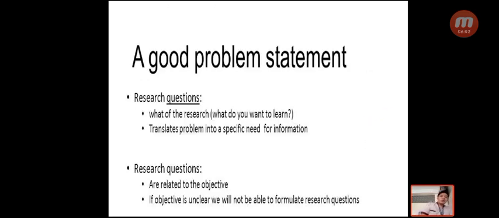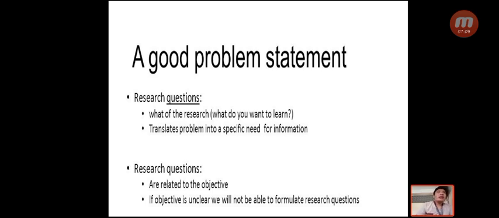Next. Proceed po tayo sa statement of the problem. So, what are the contents of the statement of the problem, or SOP? So, it has a research question. What of the research, what do you want to learn? Translate problem into specific need for information. Research questions are related to objective. If objective is unclear, you will not be able to formulate research questions.